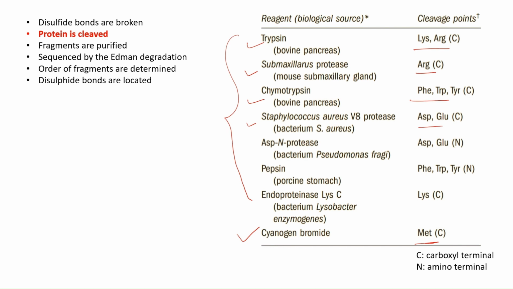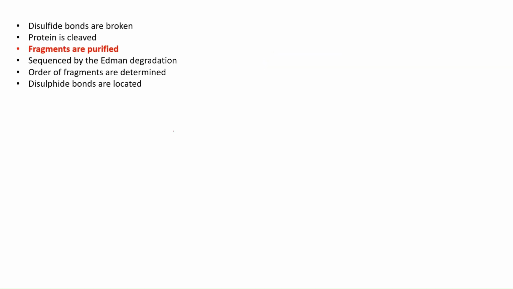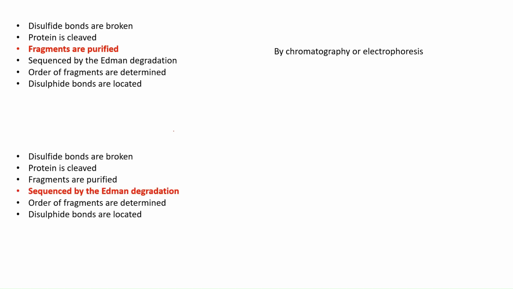After the breakage of the disulfide bond, we have to cleave the large polypeptide into smaller fragments using these reagents. Now, the next step after protein cleavage is the purification of the generated fragments. How can we purify the fragments? By chromatography or electrophoresis. After purification, the next step will be sequencing by Edman degradation. In the last video, we learned about the Edman degradation method, and how we use it to sequence a polypeptide.